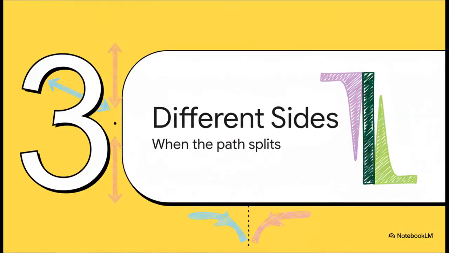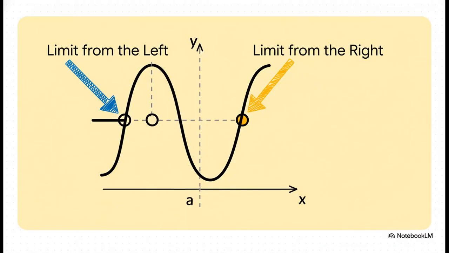But it's not always so simple. It's not always this one nice, clean path. So what happens if the function doesn't approach the same value from both sides? What if the path splits? Well, to handle that exact problem, we have a great tool called one-sided limits. The idea is actually pretty simple. Instead of looking at the approach from both directions at once, we just analyze each side separately. We find the limit from the left, using values just a little smaller than our target, and the limit from the right, using values just a little bigger.